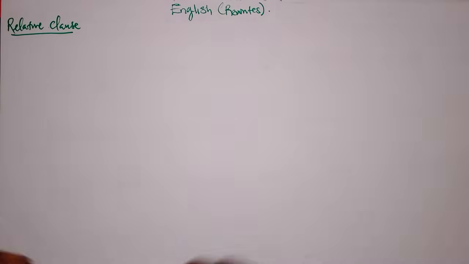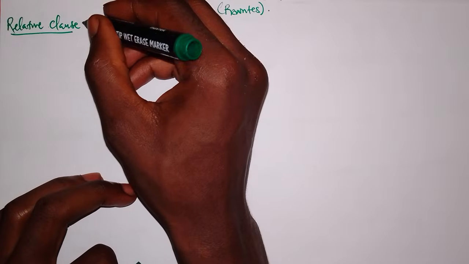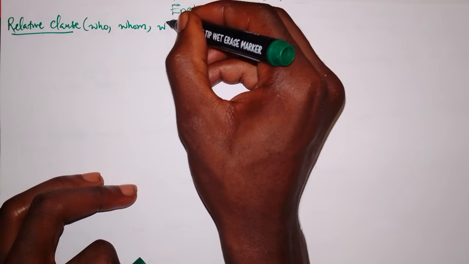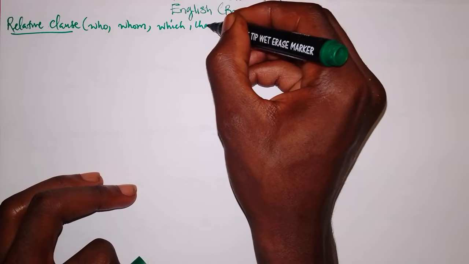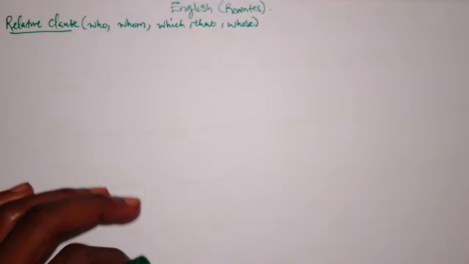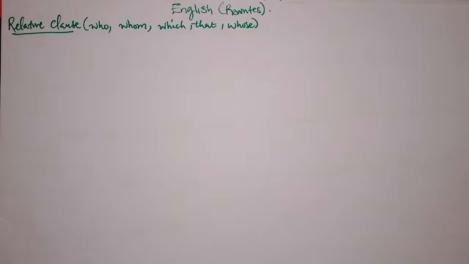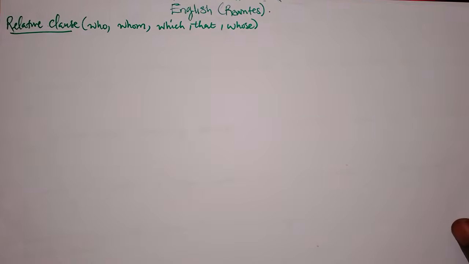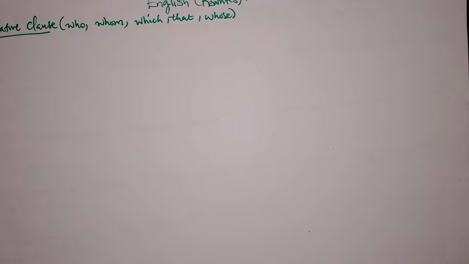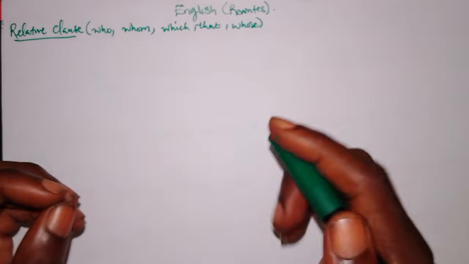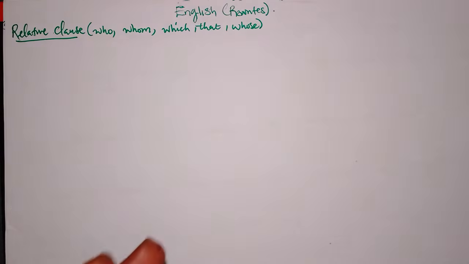So what are the relative clauses? Relative clauses are words like who, whom, which, that, and whose. So these 5 words are known as the relative clauses. These are the words which you can use to join two sentences. That's why they are known as relative clauses. They are used to join two sentences. So now I'm going to show you when you can use who, when you can use whom, and when you can use which and that.